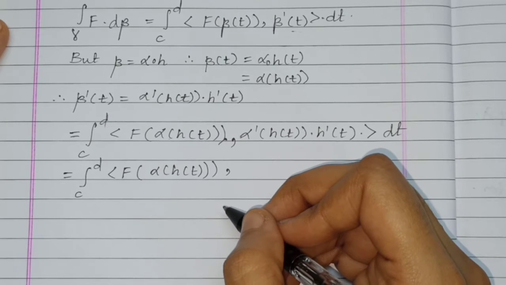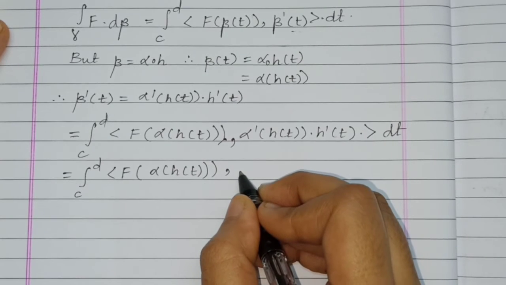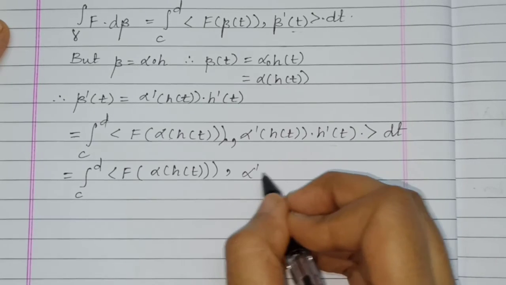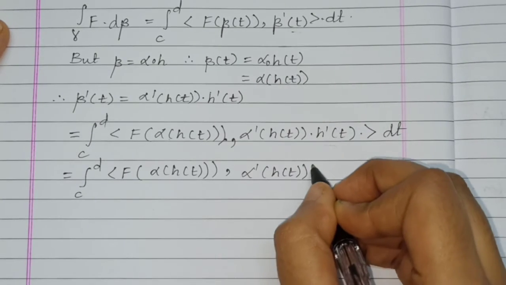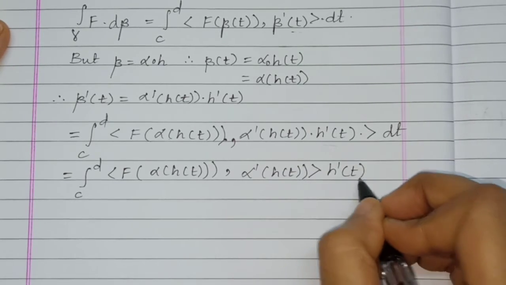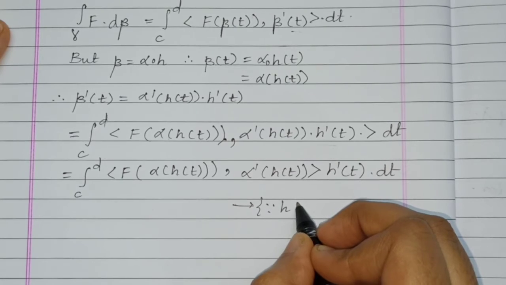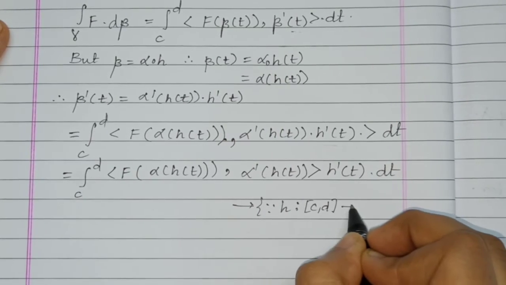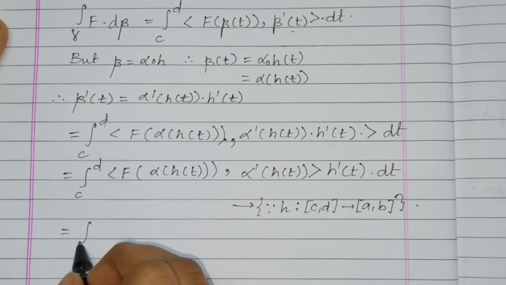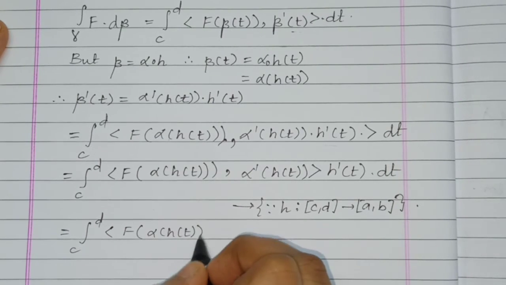So the rest of the term remains the same, that is inner product f of alpha of h of t comma, now here alpha dash of h of t remains inside whereas h dash of t is taken outside. So alpha dash of h of t inner product complete, h dash of t into dt. Now the reason is since h goes from interval cd to ab. Now this is the definition of the function that has been introduced for orientedly equivalent parameterizations.